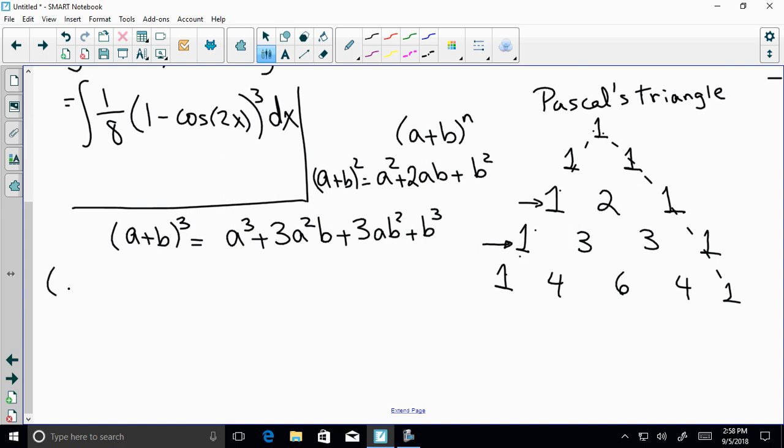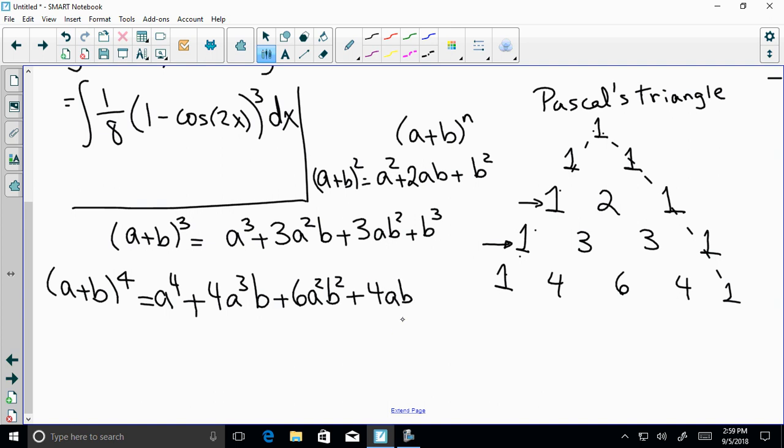Last one, let's do this one too. A plus b to the power 4. All right, what's the first one going to be? Okay, a to the 4th. What's the next one going to be? 4. Uh-huh. Then what? b. Next one? 6. A squared, b squared. What's the next one going to be? 4. B to the 3. And what's the last one? B to the 4.